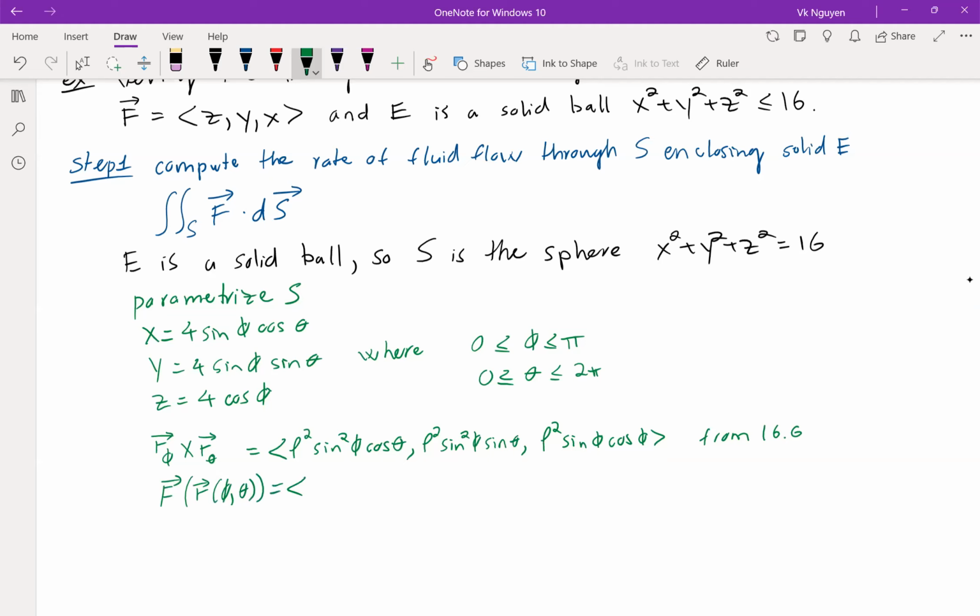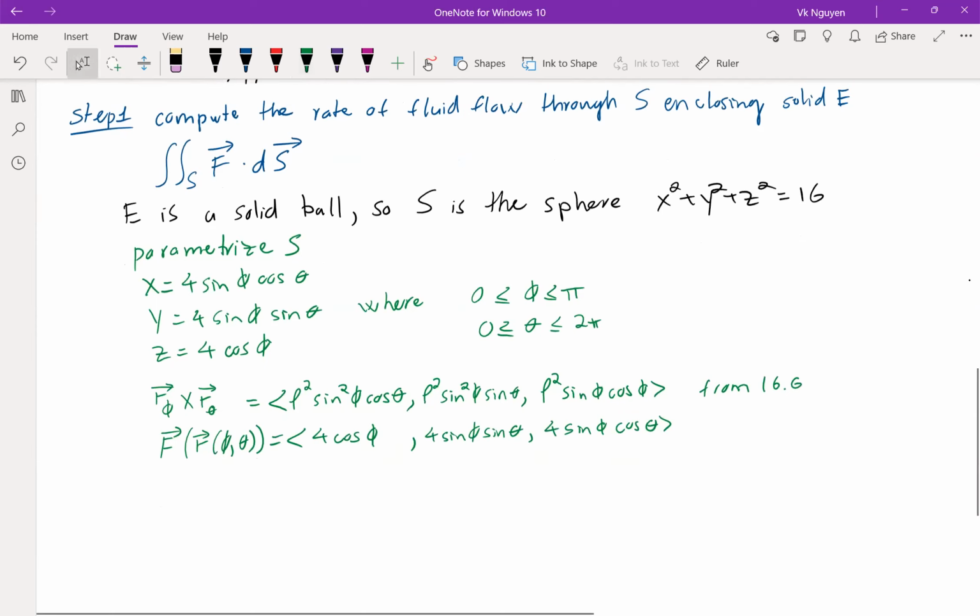Okay, Z for cosine phi, Y for sine phi sine theta, and X for sine phi cosine theta, and then do the F dot this one. Dot them up carefully.